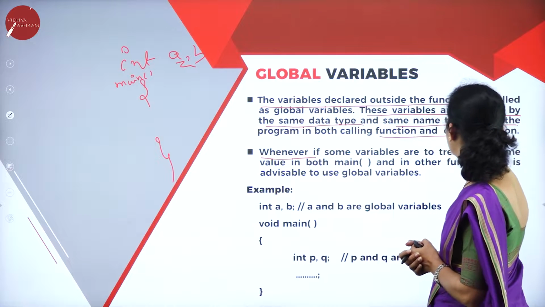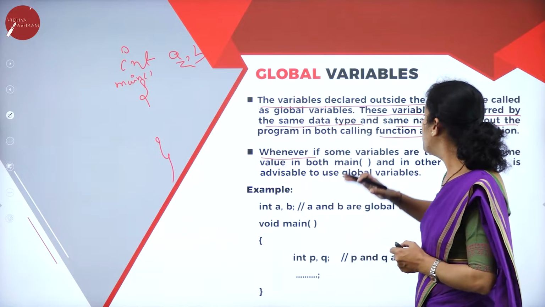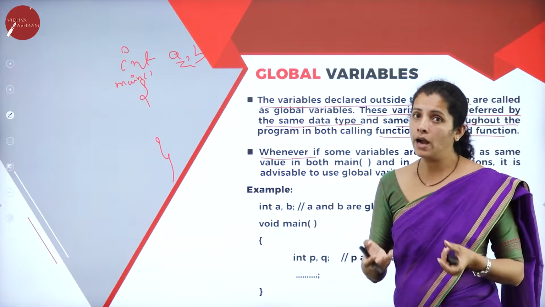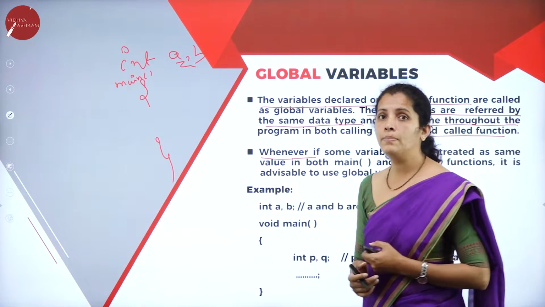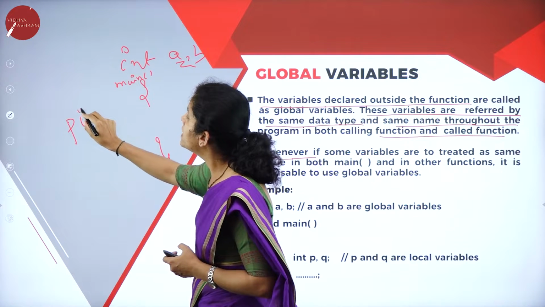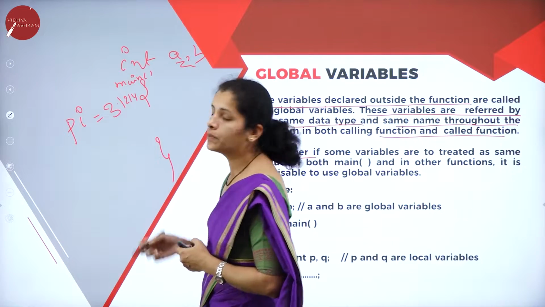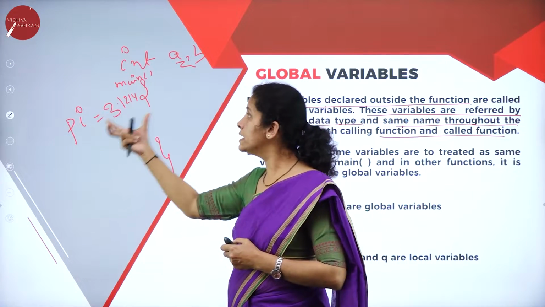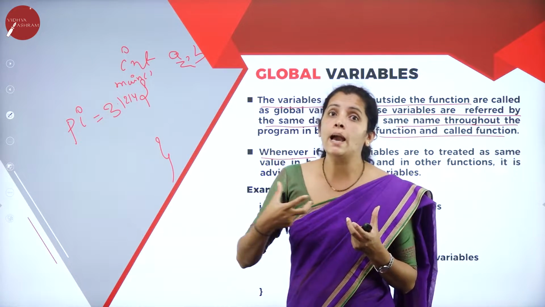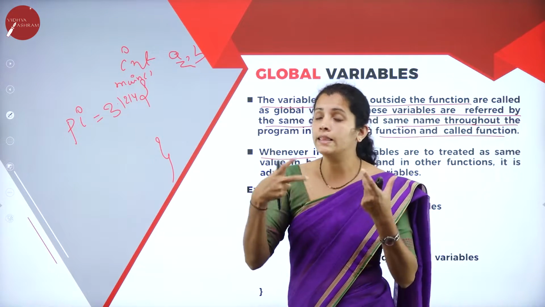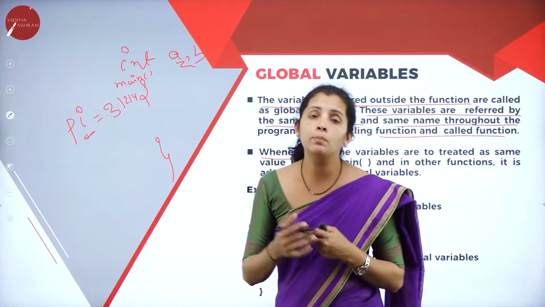Whenever some variables are treated as the same values in both the main program as well as my function, at that time I can use a global variable. For example, think that I want to specify the pi value, that is 3.1214. Now I want to use this pi in my main program as well as in my sub program, so it is globally applicable throughout the program. In that case, I'm going to make this pi my global variable.